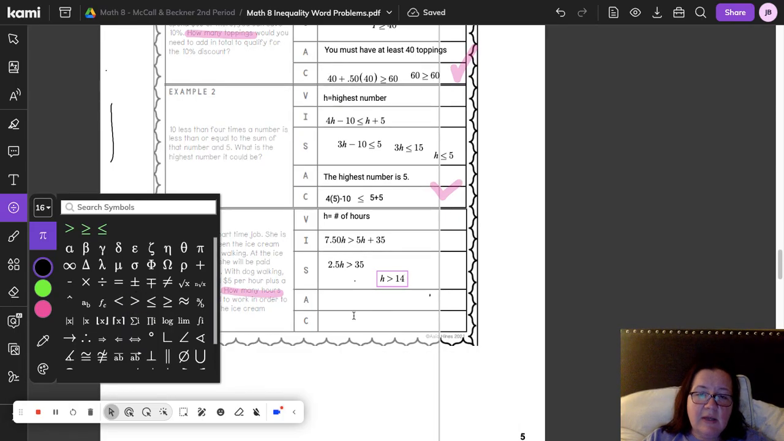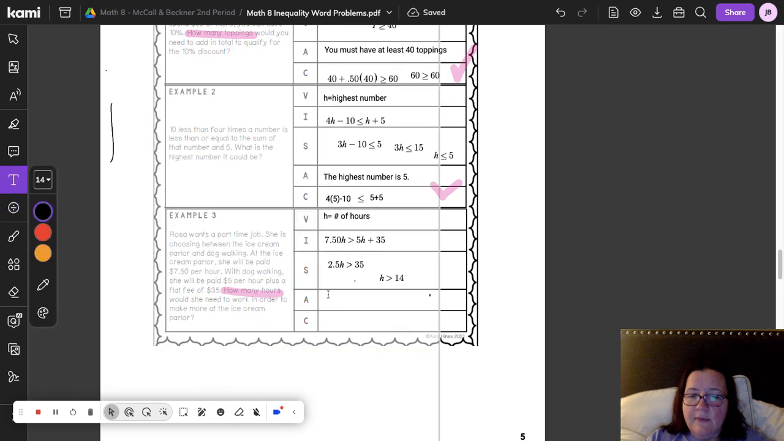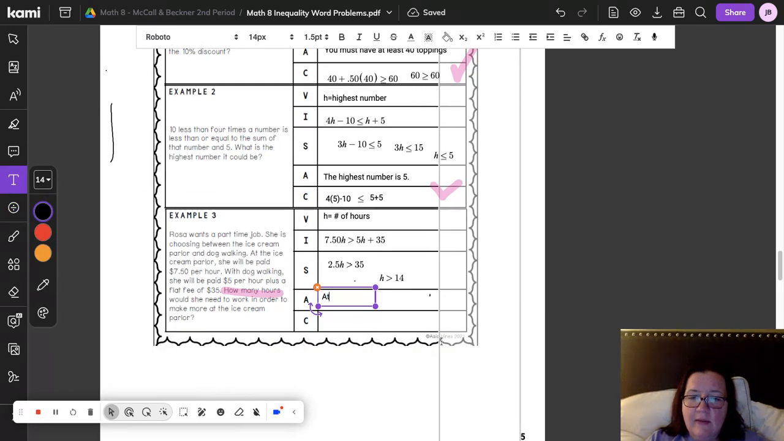So let's go ahead and plug it in. Our answer is at least, oops, let's make a text box, sorry. At least 14, nope, not at least because it is not equal, more than 14 hours.